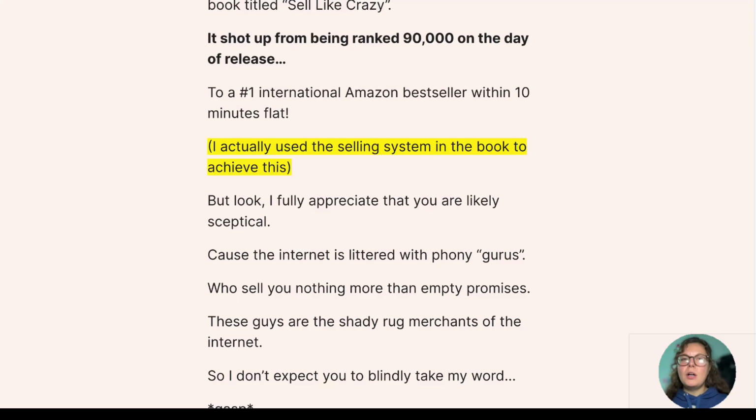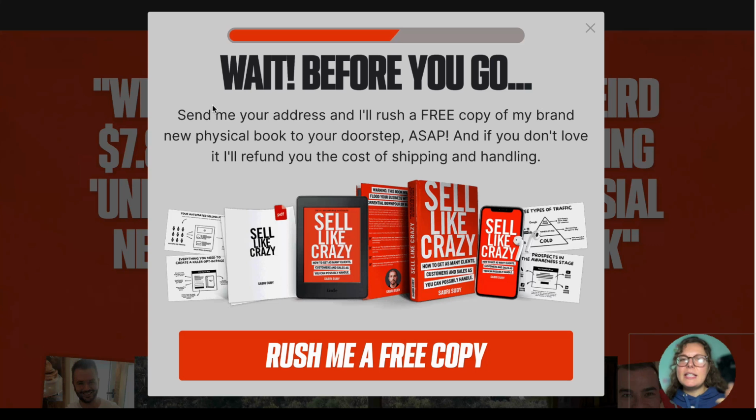Oh, and also one thing I forgot to show you is Sell Like Crazy even has a pop-up. When you try to exit, they come up with this "wait, before you go." And it's funny because this looks like it's going to run out, and then it just resets. It's ridiculous. He's a super urgency guy.